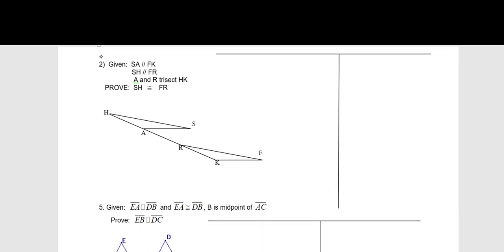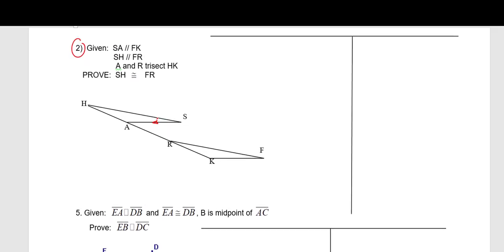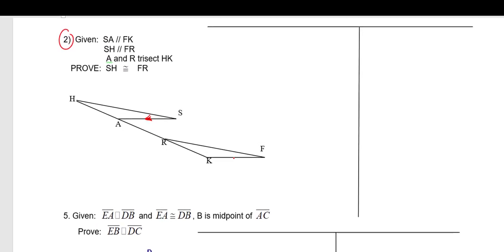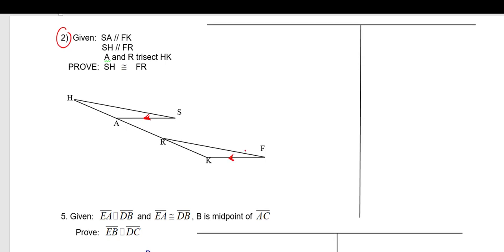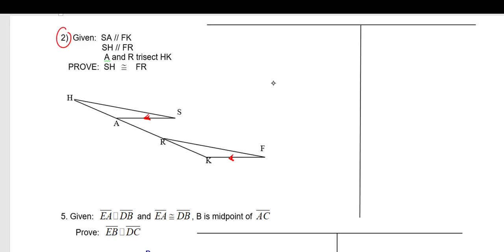Let's try proof number 2 here. So it says that this side is parallel to this side, and it also says that this is parallel to this one. Okay, a little bit hard to see because the diagram's kind of odd there.